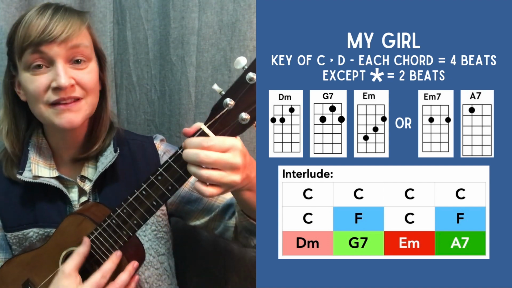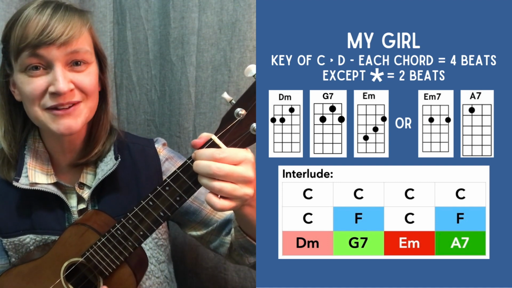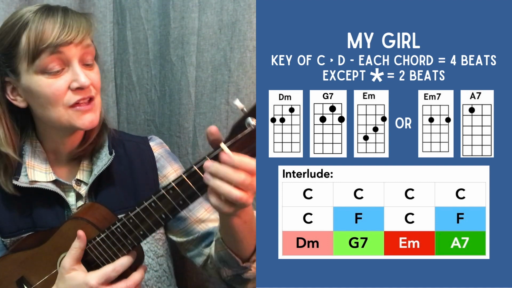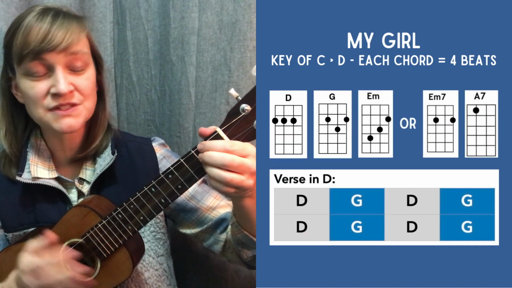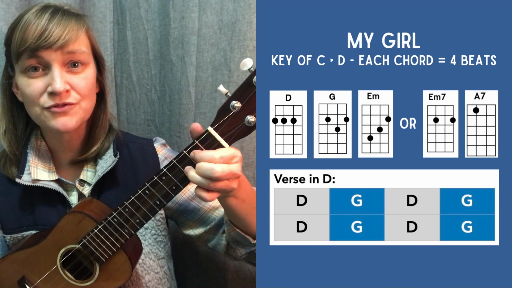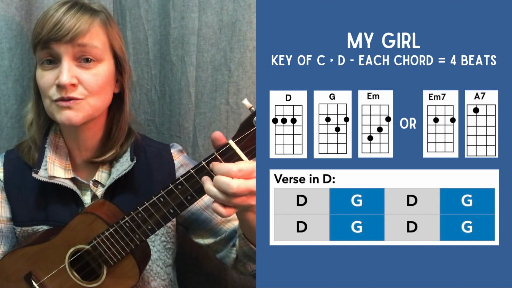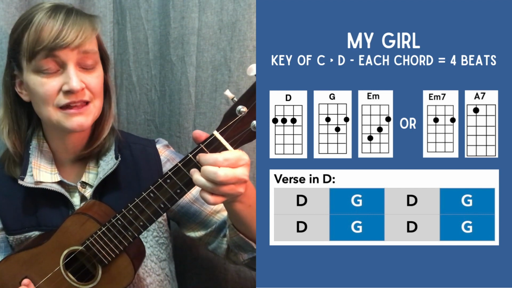Then we end up on the D chord, and all of a sudden we're going to do that verse and chorus pattern again, but now in the key of D. So the verse, the back and forth seesaw, is going to be between D and G, back and forth 4 times, just like that as we go through.